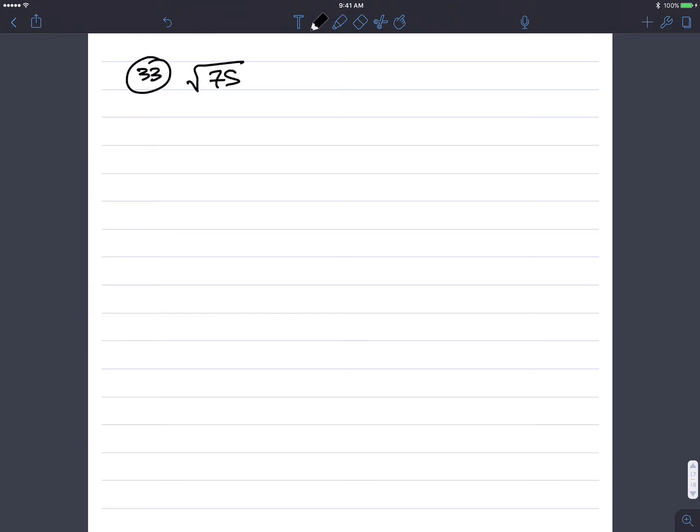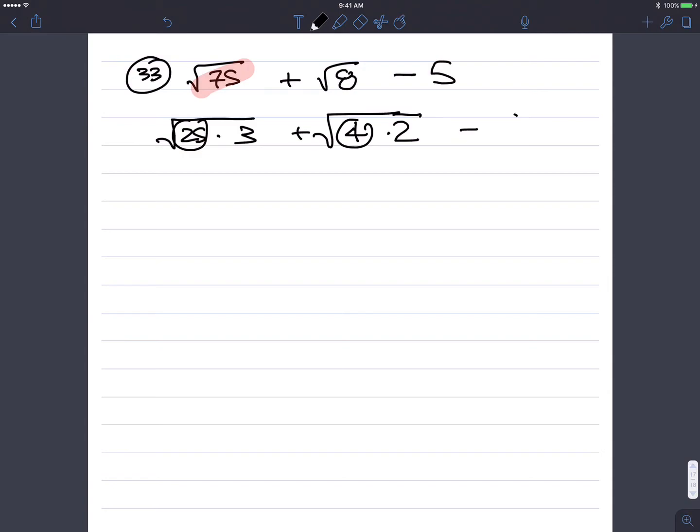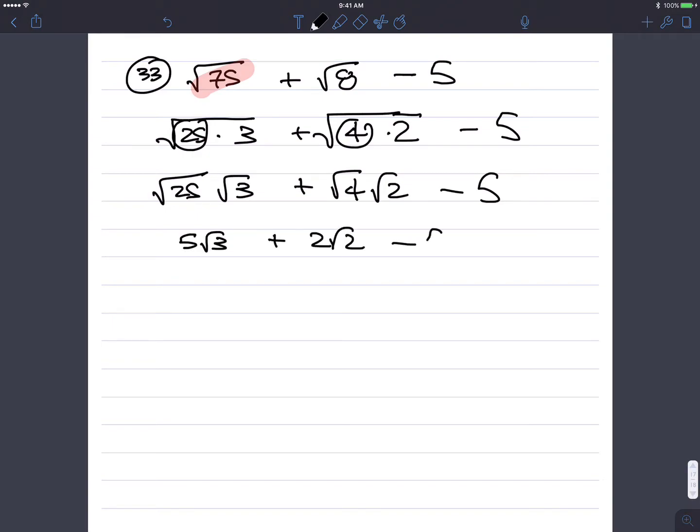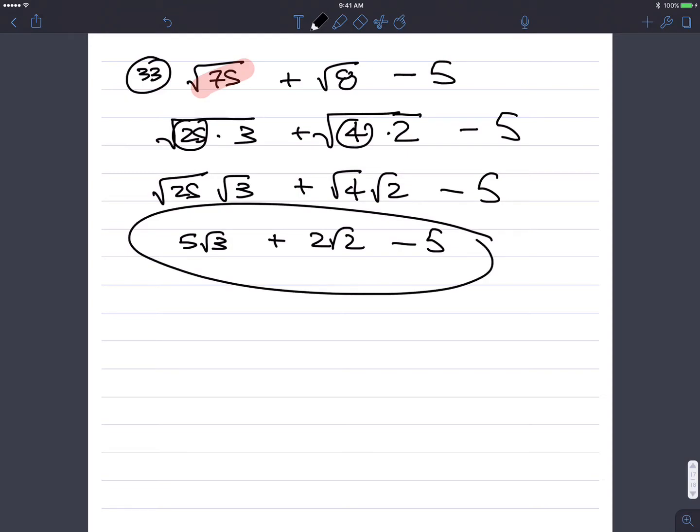33. The square root of 75 plus the square root of 8 minus 5. We can simplify the square root of 75. That's the square root of 25 times 3 plus the square root of 4 times 2 minus 5. The product rule says we get the square root of 25 times the square root of 3 plus the square root of 4 times the square root of 2 minus the 5. 5 times the square root of 3 plus 2 times the square root of 2 minus 5. We're done because every term here is different and we're not combining like terms.